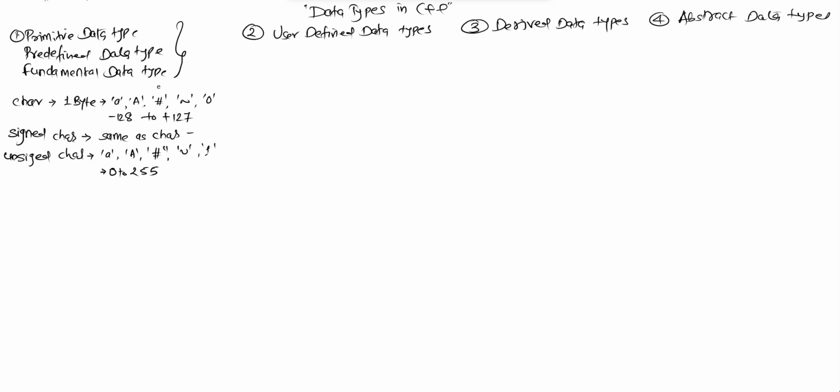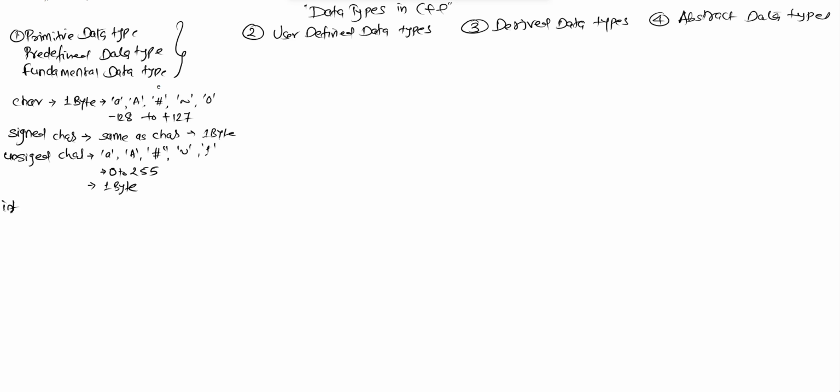And this also takes 1 byte. Signed char also takes 1 byte of memory, and unsigned char also takes 1 byte of memory. So the memory size is the same, but the numeric values which we can store inside unsigned char are 0 to 255.